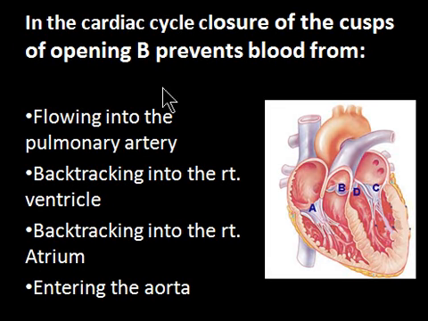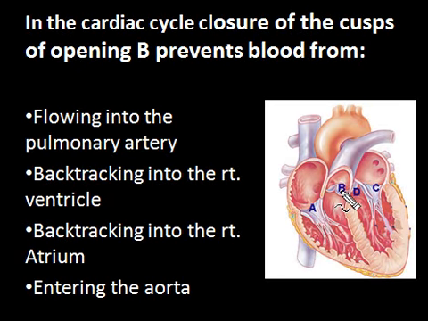So first, let us identify the opening. So this is the heart, this is the right atrium, this is the right ventricle, the interventricular septum, the left atrium, left ventricle. So A is the tricuspid opening, B is the pulmonary opening going into the pulmonary artery, C is the mitral or bicuspid opening, and D, this small one here, is the aortic opening which goes into the aorta. Now, the question asks, what happens when these cusps close?